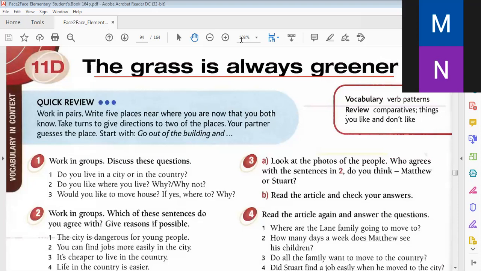They used the comparative adjective greener, like taller, shorter, bigger, smaller. Same idea.